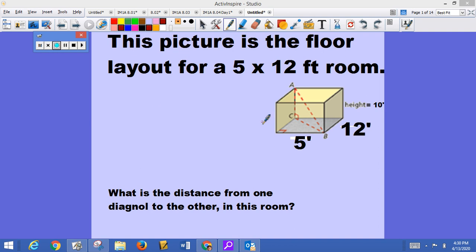Hey guys, here we are again with a video example. This one is going to be on how to find the diagonals of a box, the length of the distance from one diagonal of a box. And we're going to apply it here as if we had it in a room.